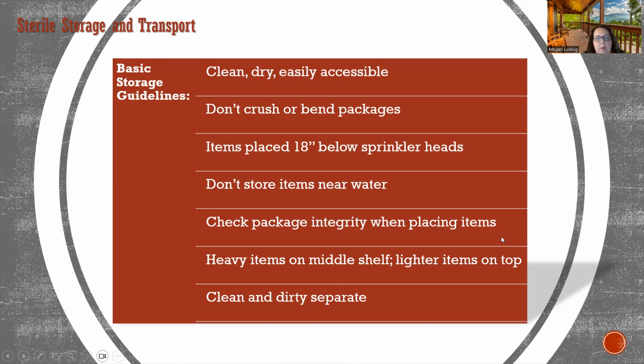Always check package integrity when placing the items, even if it just came out of the sterilizer. It's gone through the cooling process and you're now putting it away where it goes. Still check it. Stranger things have happened. Something could have ripped or torn in the process. So always check those. And then heavy items go on the middle shelf, right where it's easy for you to reach. And then the lighter items on top. That way, you don't drop a heavy item on your head. It's easier for your back. And again, keep clean and dirty separate.